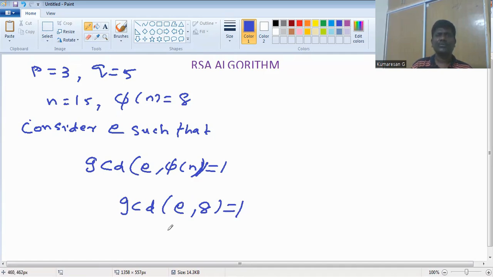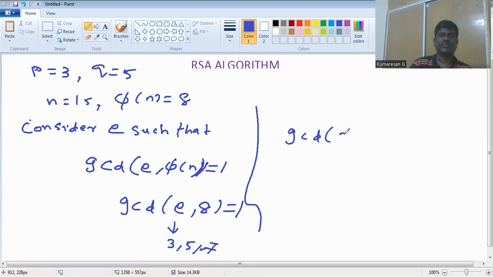Now suppose we are taking 3. How many prime numbers are there? 3 may be suitable, 5 may be suitable, and 7 may be suitable. Let us take 3, so the condition is satisfied. For example, if we apply GCD of 3 comma 8, it is equal to 1. So the E value is 3.